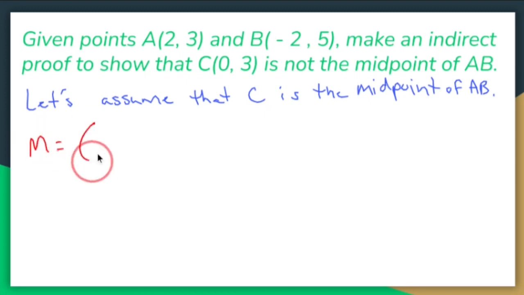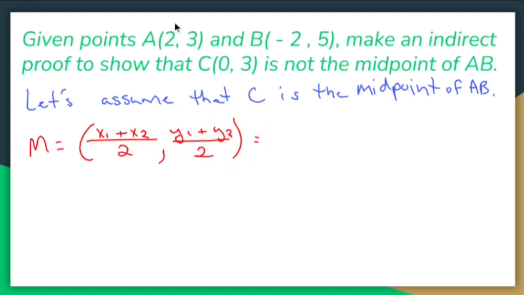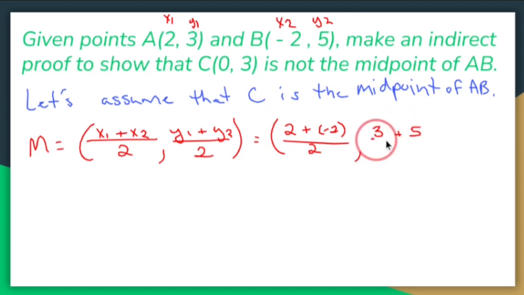M equals (x sub 1 plus x sub 2) all over 2, comma, (y sub 1 plus y sub 2) all over 2. If I call you x sub 1, y sub 1, and call you x sub 2, y sub 2, then the midpoint is going to be (2 plus -2) all over 2, comma, (3 plus 5) all over 2. 2 plus -2 is 0, 0 over 2 is 0. Okay? 3 plus 5 is 8, 8 over 2 is 4.